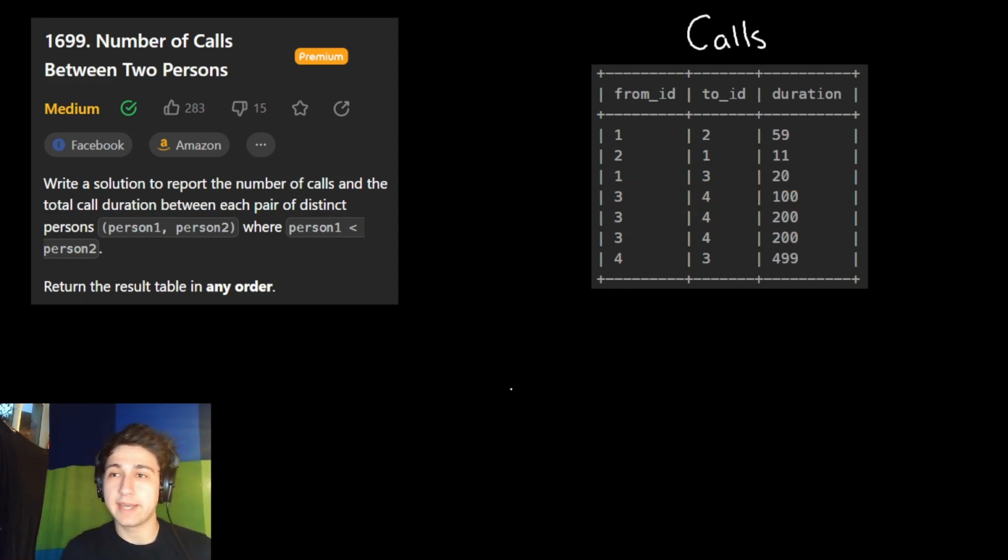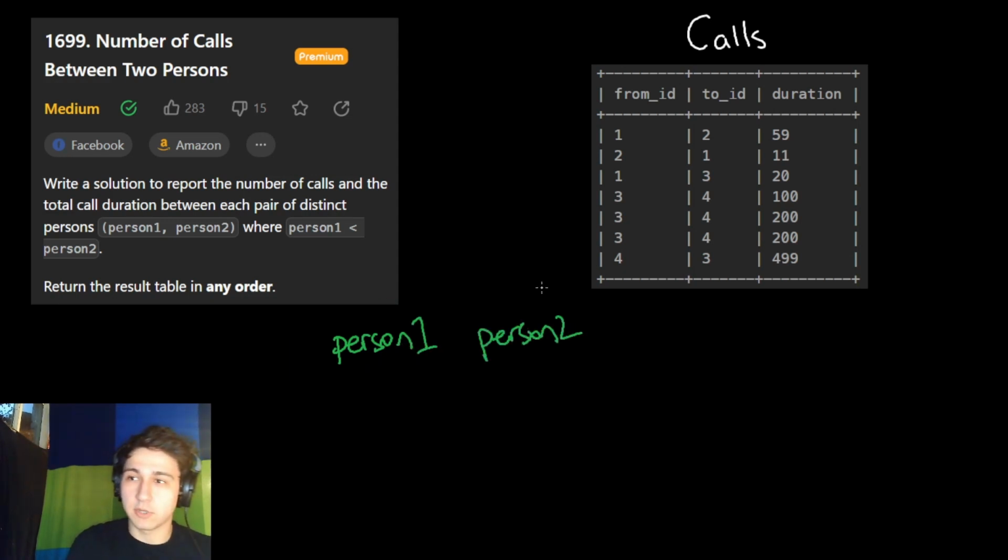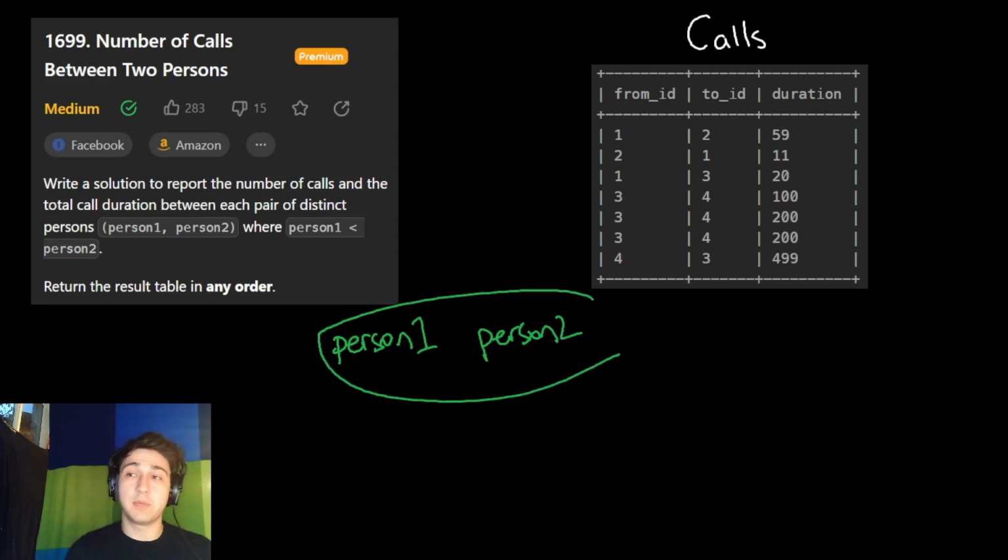We want to find how many times two people called each other and how long their total phone calls were. So let's go through an example to better understand what they want. We're going to want to have the person who called or received the call, doesn't matter. This is like the first person in the call. We're going to have the other person in the call. So essentially what these two will represent are the two people who talk to each other.